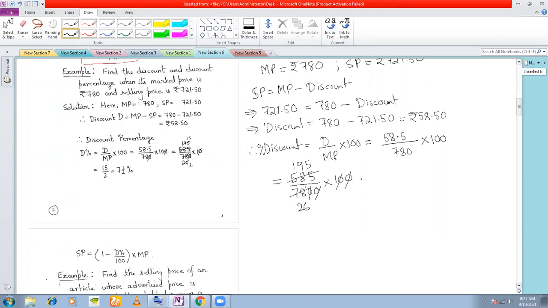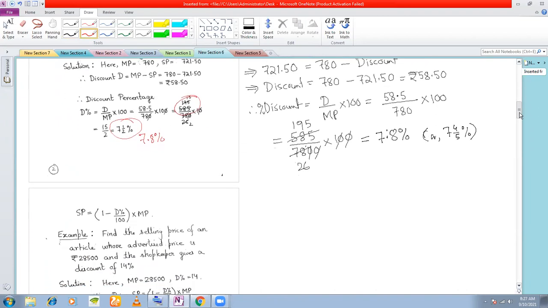So you divide 195 by 26. How much do you get? Sir, 7.8. Yes, 7.8. So you can write 7.8%, or 39 by 5 as a mixed fraction. Okay. So here I think there's some mistake. I ignored the decimal here, so that is why I could not get 7.8%. The answer should actually be 7.8%. Okay.